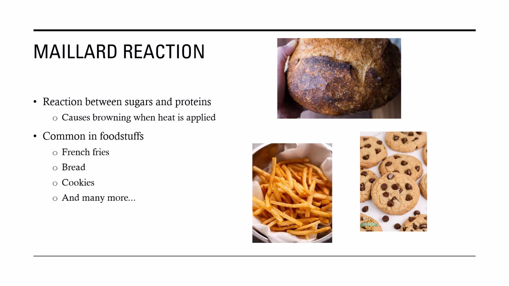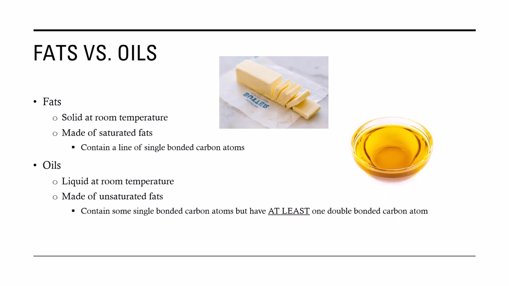So the first thing that I'm going to talk about is the Maillard reaction. The Maillard reaction is the reaction between sugars and proteins that happens on the outside of certain foods. This causes browning when heating is applied and gives us that nice golden color that we're looking for in foods such as French fries, or that brown color that we're looking for with baked goods such as bread, cookies, and cakes.